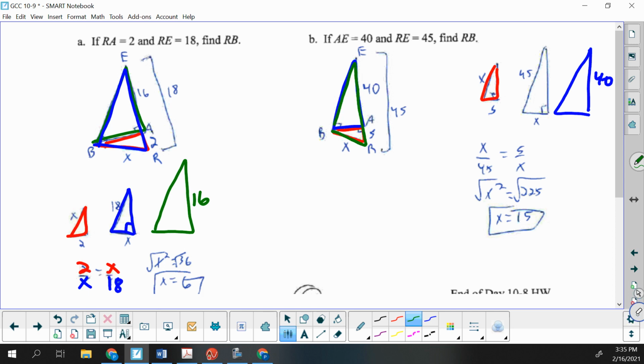And then this big one, we had to spin it. Our hypotenuse was 45, and that was x. So we had x in my red over 45 in my green equals 5 in my red over x in my green. And when you cross multiplied and solved, you got x equals 15.